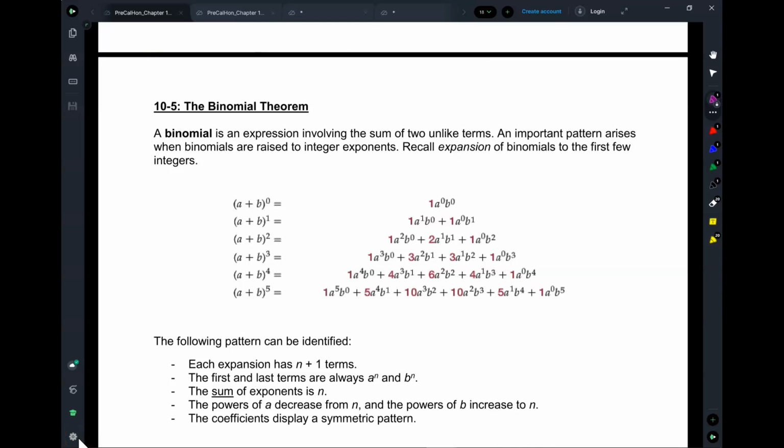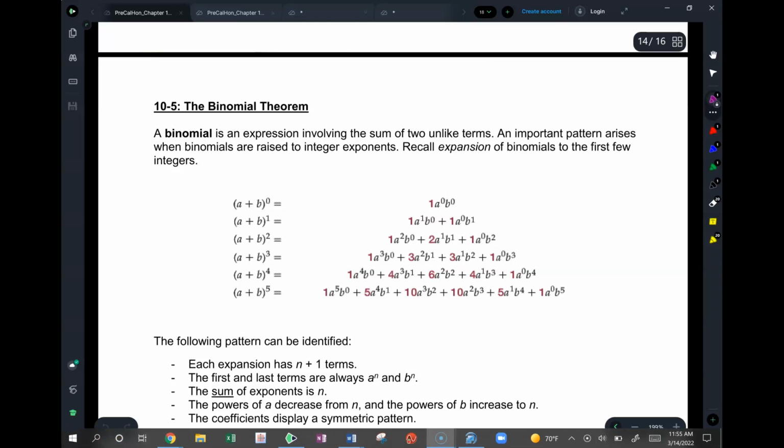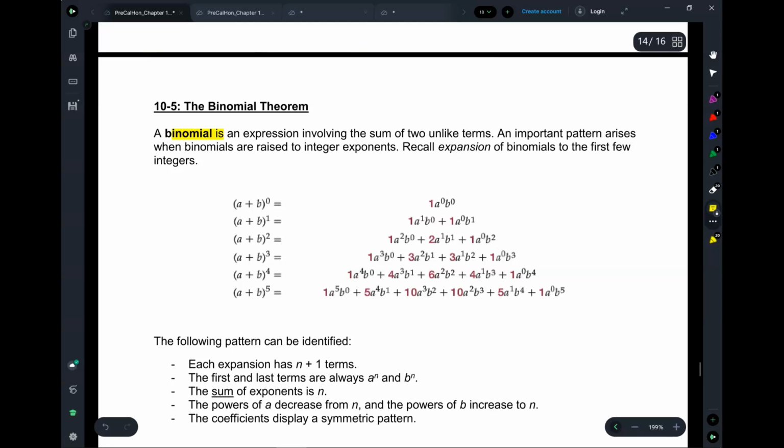So to talk about the binomial theorem, we first have to talk about what a binomial is. A binomial is an expression that involves the sum, or difference, it's the same, of two unlike terms, right? So for example, 3x plus 5x is not a binomial because that's just 8x. But 3x plus 2, that's a binomial. They're unlike terms.